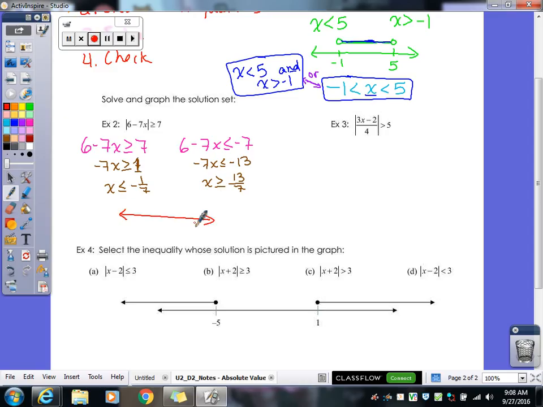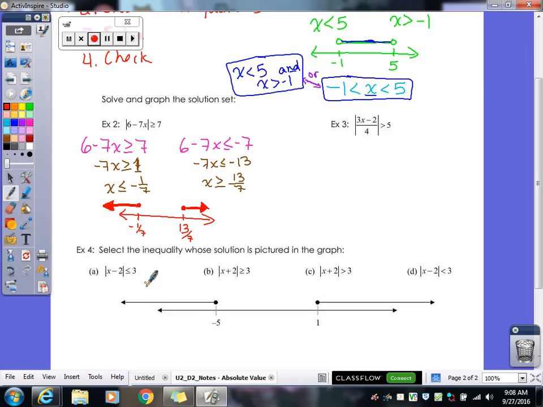So graphing on the number line, here's my negative 1/7 approximately, here's my 13 over 7 approximately. This time, closed circles, because I've got the "or equal to," so they're going to be closed circles on the number line. So here, x is less than or equal to negative 1/7. So I have to shade this way. Less than is always shaded to the left. And then x is greater than or equal to 13/7, so this one gets shaded that way. Greater than is always to the right.